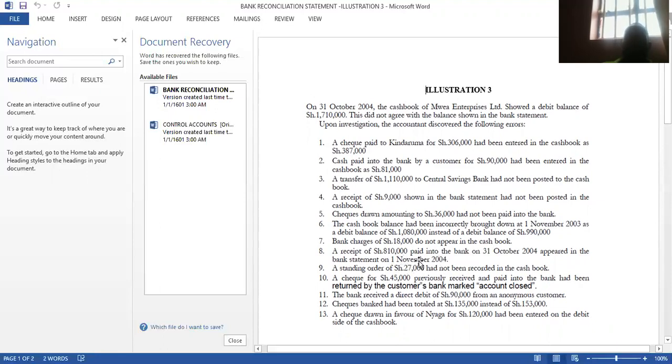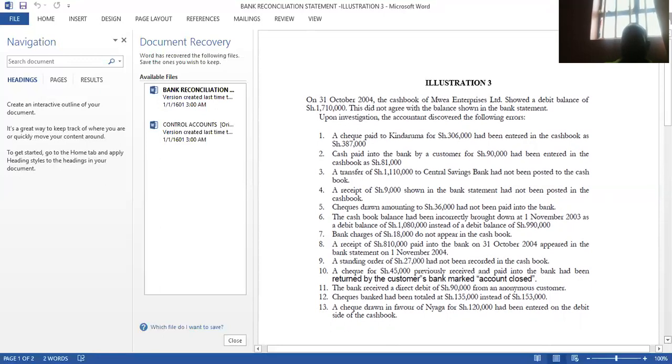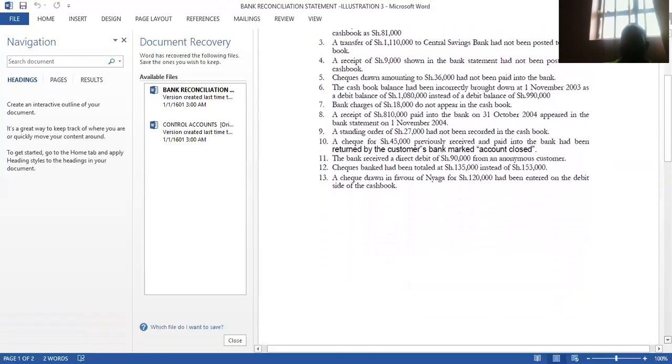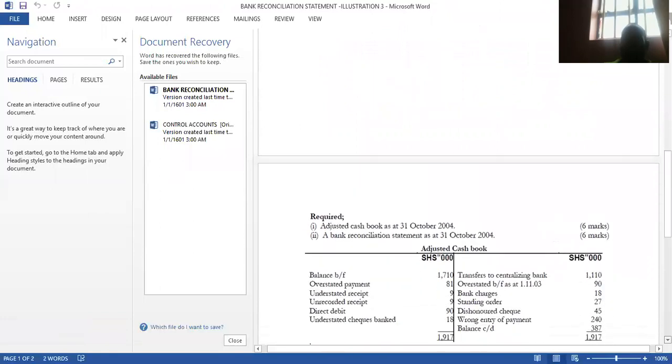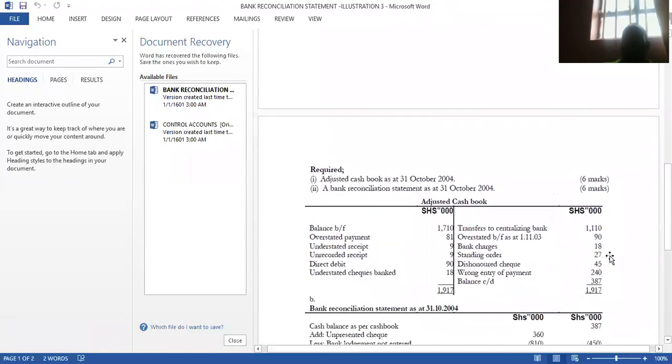So this is a case of uncredited checks. It is a check which has been paid into the bank but has not been credited by that particular bank. Number 9 is that a standing order of 27,000 had not been recorded in the cash book. Standing order is actually a payment from our bank account. So if it is not appearing in our cash book, we update the cash book by capturing it there on the payment side of the cash book, which is actually the credit side of 27,000.